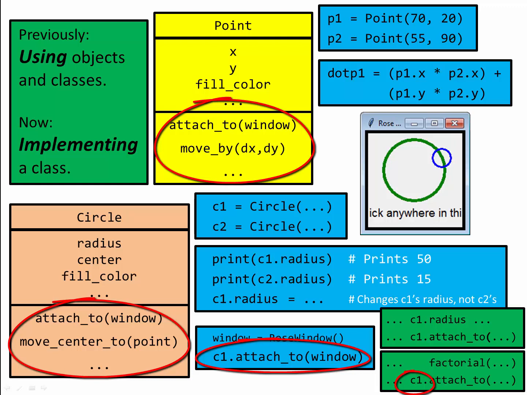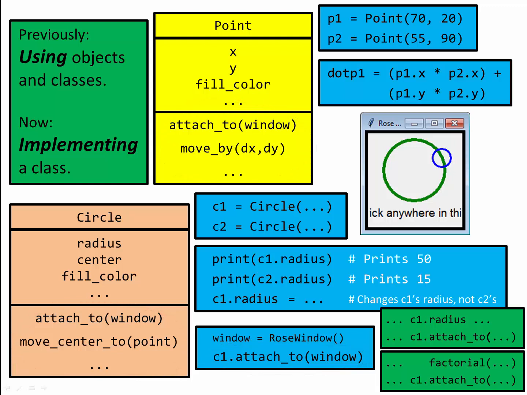By the way, note that to attach a circle to a rose window, the attach_to function needs both the circle and the rose window. The designer of the circle and window classes felt that it was more natural to say circle, attach yourself to that rose window, than rose window, attach that circle to yourself. That is why the attach_to method is defined in the circle class instead of the rose window class. It could have been done the other way. It is up to the designer of the class, which is what we are turning to now.